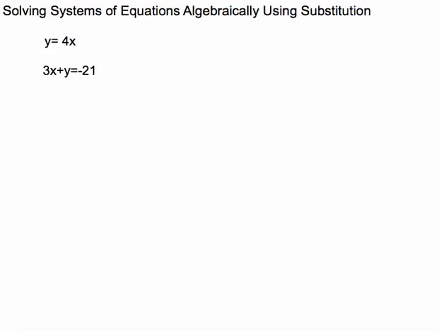So if you take a look at the system of equations we have here, I have y equals 4x and 3x plus y equals negative 21. This is different than the ones you've seen because you wouldn't really want to graph this because you'd have a y-intercept of negative 21 on the graph here. And by using elimination, you have to alter this top equation and you might make a mistake. But since y is equal to 4x, that means that you can replace y in any other equation with 4x.